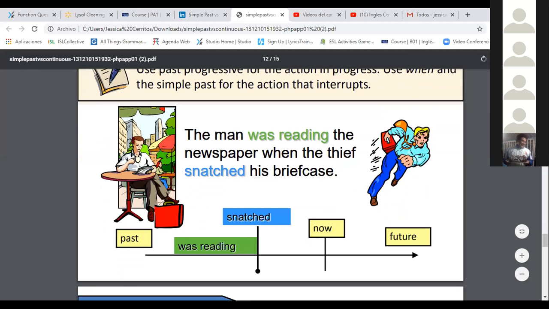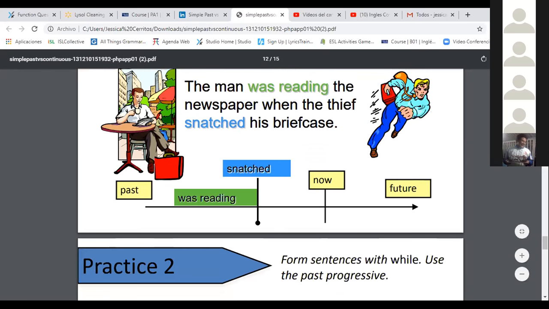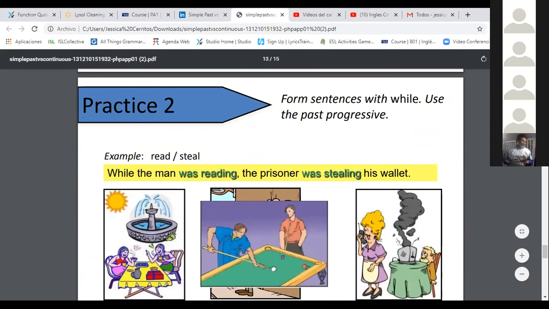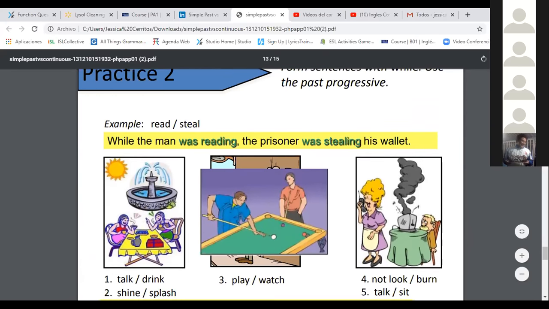So we have the past, the now, and the future. We have was reading in that period of time when something happened. What happened? The thief snatched the briefcase, okay? Let's do these five exercises right now together.